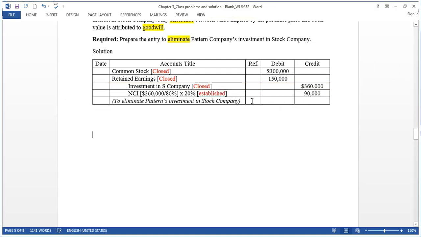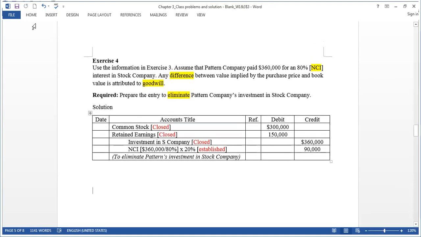If we don't have any difference, we need not write a difference. So we close them first, we establish NCI. Now you will see any difference or not. There is no difference. So this is about exercise 4.